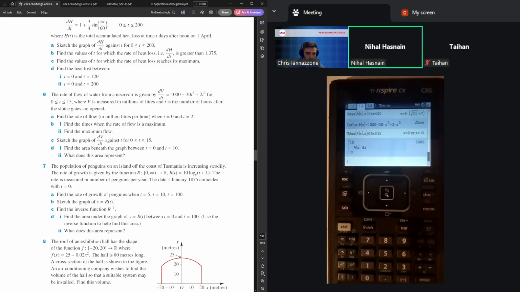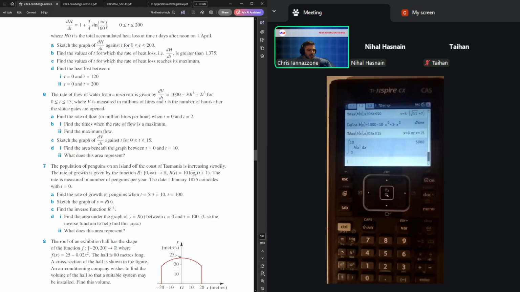A change. A change? Yeah. A change in volume. Yeah, correct. This is the change in volume. Now, any change has to be with respect to something. What is this with respect to? In respect to time. That's it. Time from 0 to 10.